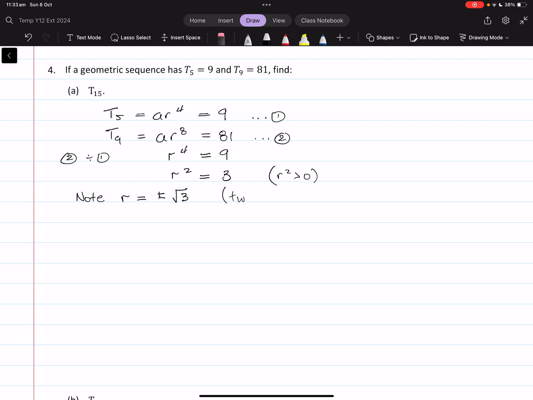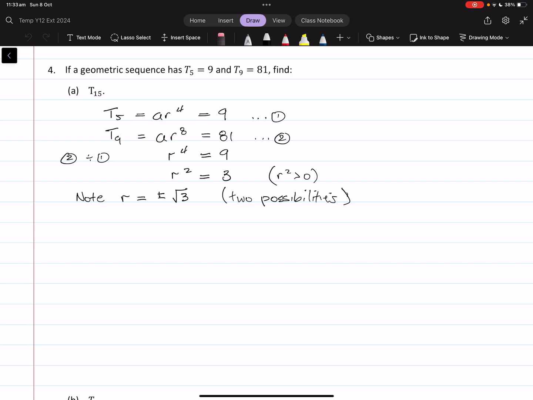Okay, there are two possibilities for r here. You wouldn't need to write this down in an exam, but I'm just making it a note for you here that the r value could be plus or minus root 3. Both will give the same sequence, where term 5 is 9 and term 9 is 81.